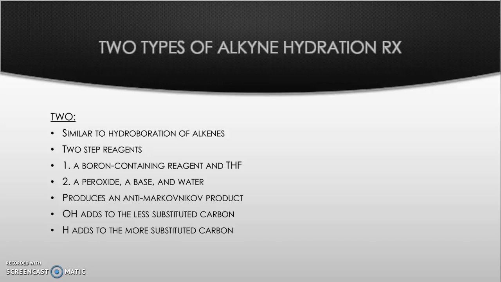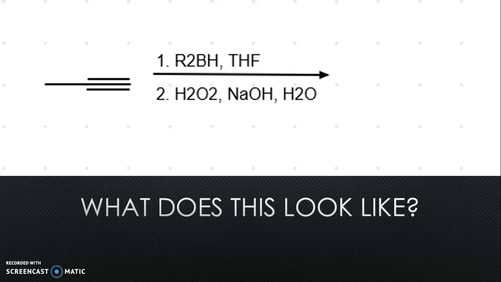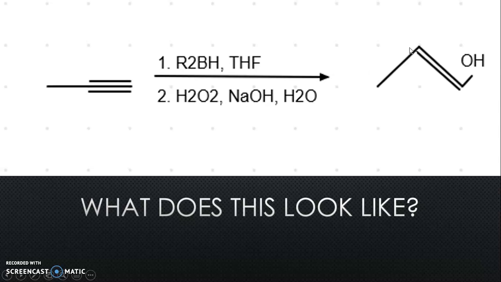So just like with the hydroboration of alkenes, this is going to produce an anti-Markovnikov product where OH is going to add to the less substituted carbon and the hydrogen is going to add to the more substituted carbon. Here's our example. Just like I talked about before, we have an R2BH, very generic, and THF, and we have peroxide, the base, and the water, and our anti-Markovnikov product. We have our OH added to the end here, the least substituted carbon, and an implied hydrogen over here.